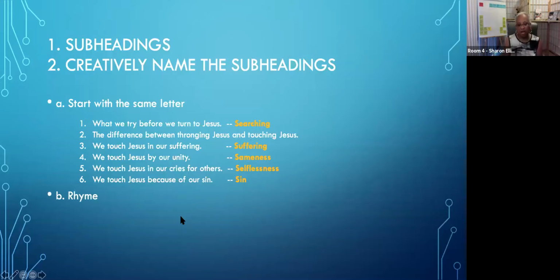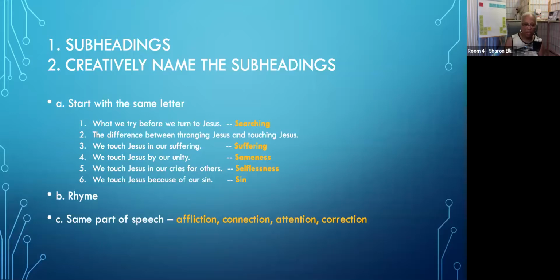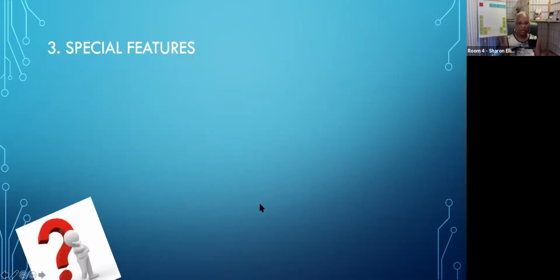Okay, maybe all of your chapter headings rhyme. Maybe they're all the same part of speech. Affliction, connection, attention, correction. All right? So your readers can easily follow. Maybe they're the same type of phrase, a prepositional phrase or something. All right.